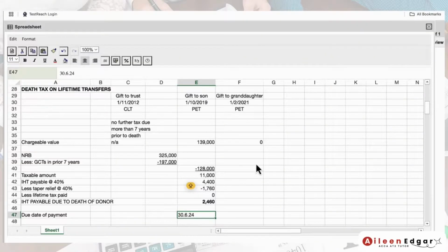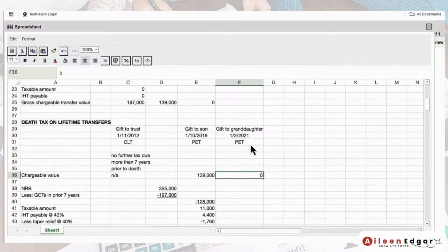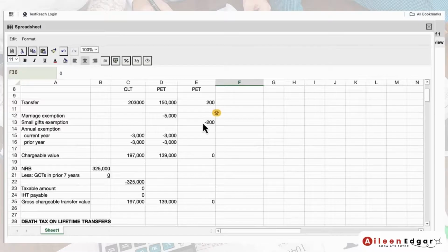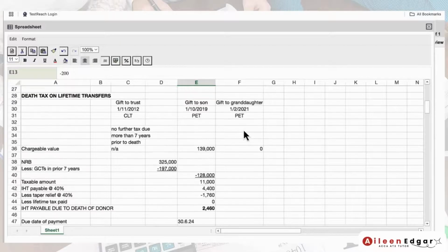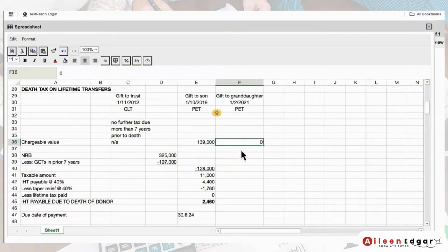So we can move on to the last transaction that happened in the 7 years before his death, the gift to the granddaughter. It had no chargeable value, and that doesn't change. Just because he died within 7 years, the same small gifts exemption applies. We don't recalculate that. We've already done that work when we were doing the lifetime tax calculation. So there is no tax to worry about now just because he has died, because the same exemptions apply on the recalculation. So there's nothing extra to do there. So we can just fill in 0 for that as well.